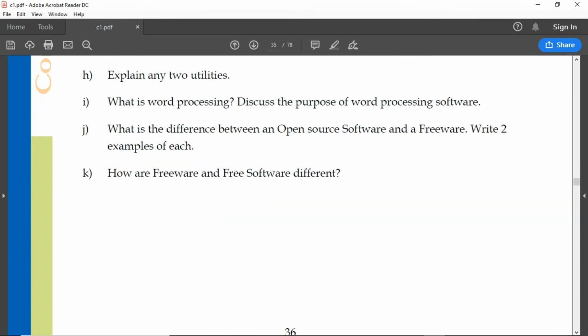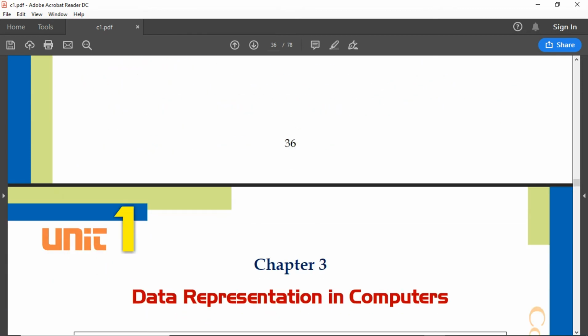H. Explain any two utilities. I. What is word processing? Discuss the purpose of word processing software. J. What is the difference between an open source software and a freeware? Write 2 examples of each. K. How are freeware and free software different?